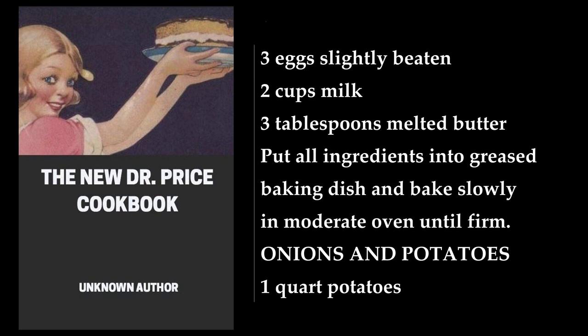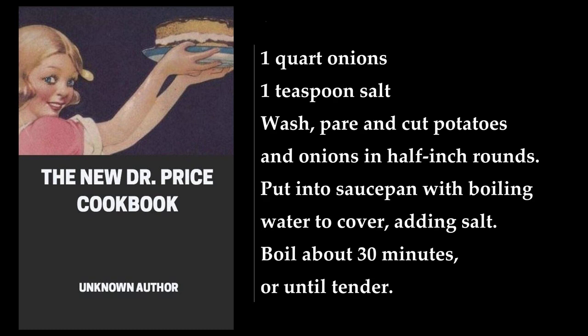Onions and potatoes. 1 quart potatoes. 1 quart onions. 1 teaspoon salt. Wash, pare and cut potatoes and onions in 1/2-inch rounds. Put into saucepan with boiling water to cover, adding salt. Boil about 30 minutes, or until tender.